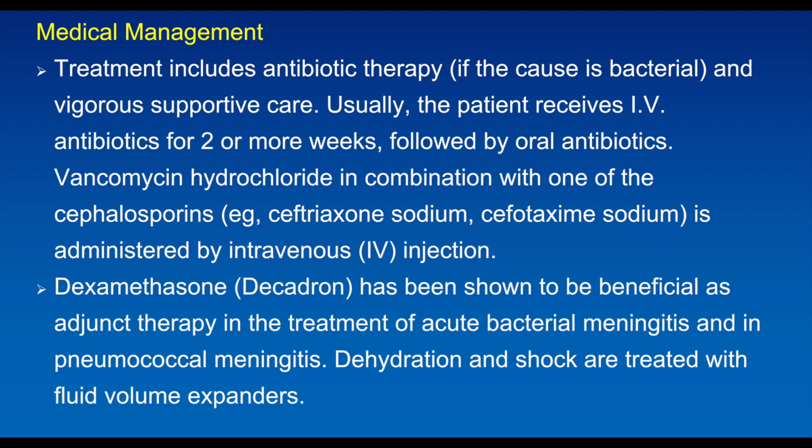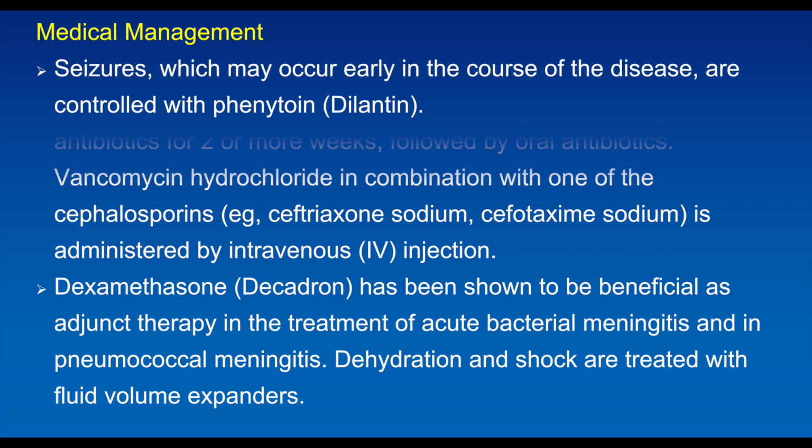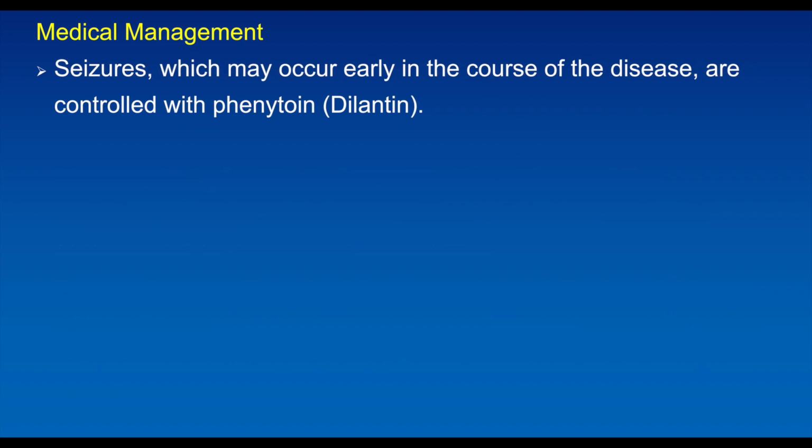Dexamethasone, that is Decadron, has been shown to be beneficial as adjunct therapy in the treatment of acute bacterial meningitis and in pneumococcal meningitis. Dehydration and shock are treated with fluid volume expanders. Seizures, which may occur early in the course of the disease, are controlled with phenytoin or Dilantin. Increased ICP is treated as necessary.